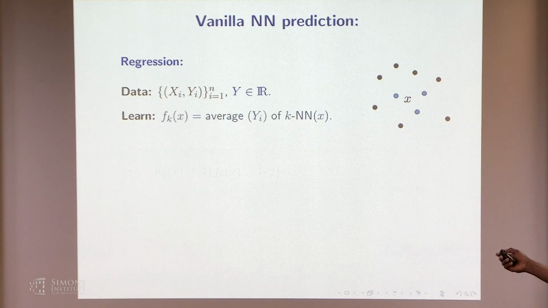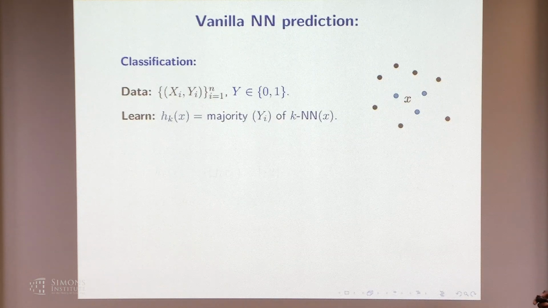In the regression setting, we have n data points, IID, and y is assumed to be in R. And then the nearest neighbor regressor is just the average of the y values of the nearest neighbors of X. As simple as that. In the case of classification, let's say y is just two labels, 0 or 1. And then the nearest neighbor classifier is just the majority of the labels of the nearest neighbors.